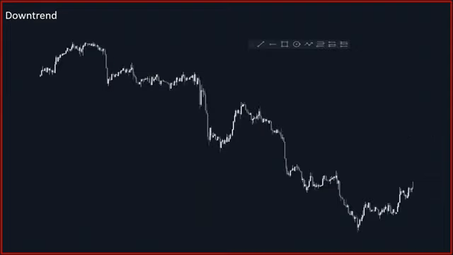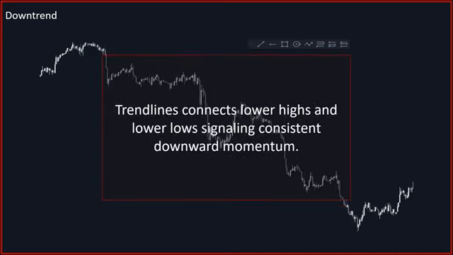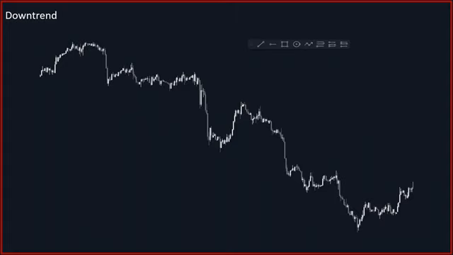Let's move on to a downtrend. Trend lines connect lower highs and lower lows, signaling consistent downward momentum. Here, we have a clear example of how the market moves when it's trending down. You'll notice a pattern, an impulsive move where the price aggressively drops, followed by a corrective move where the price temporarily pulls back. This cycle repeats, impulsive, corrective, and so on. Now let's break it down further.